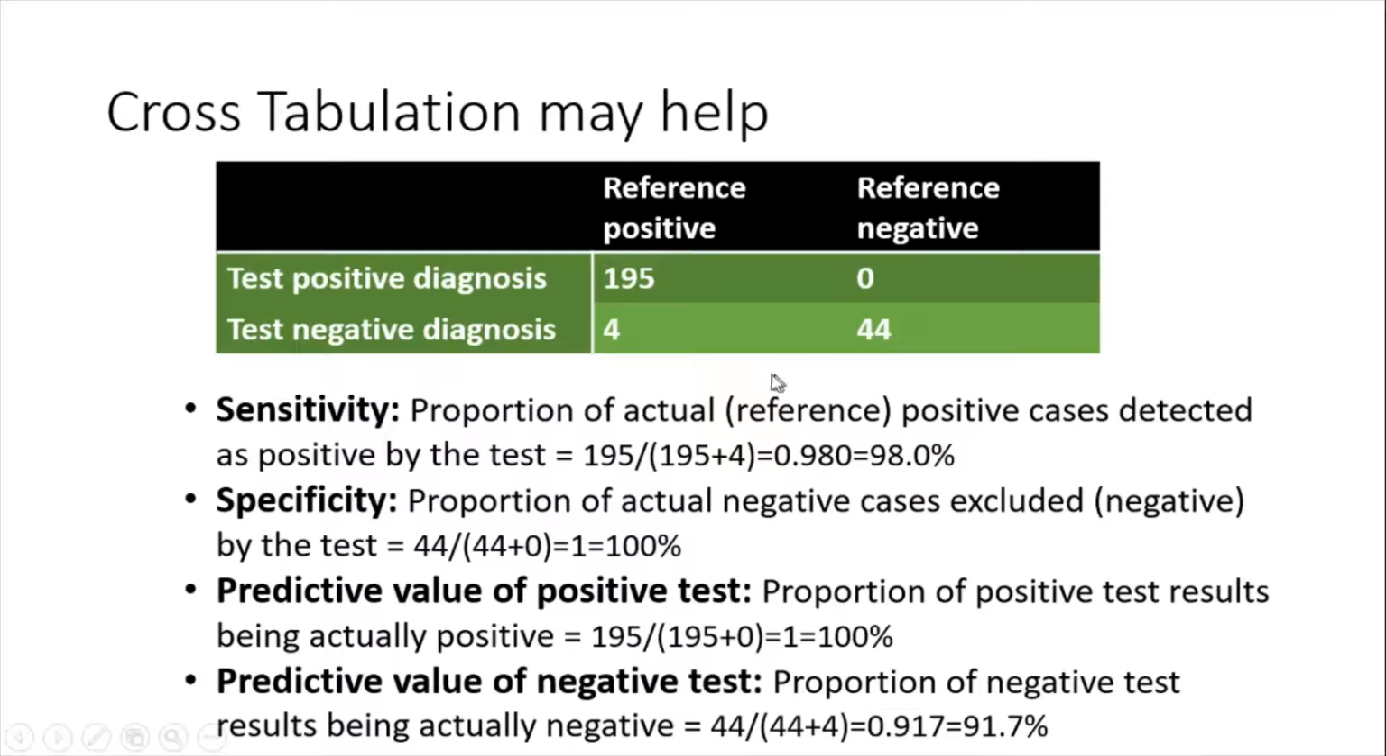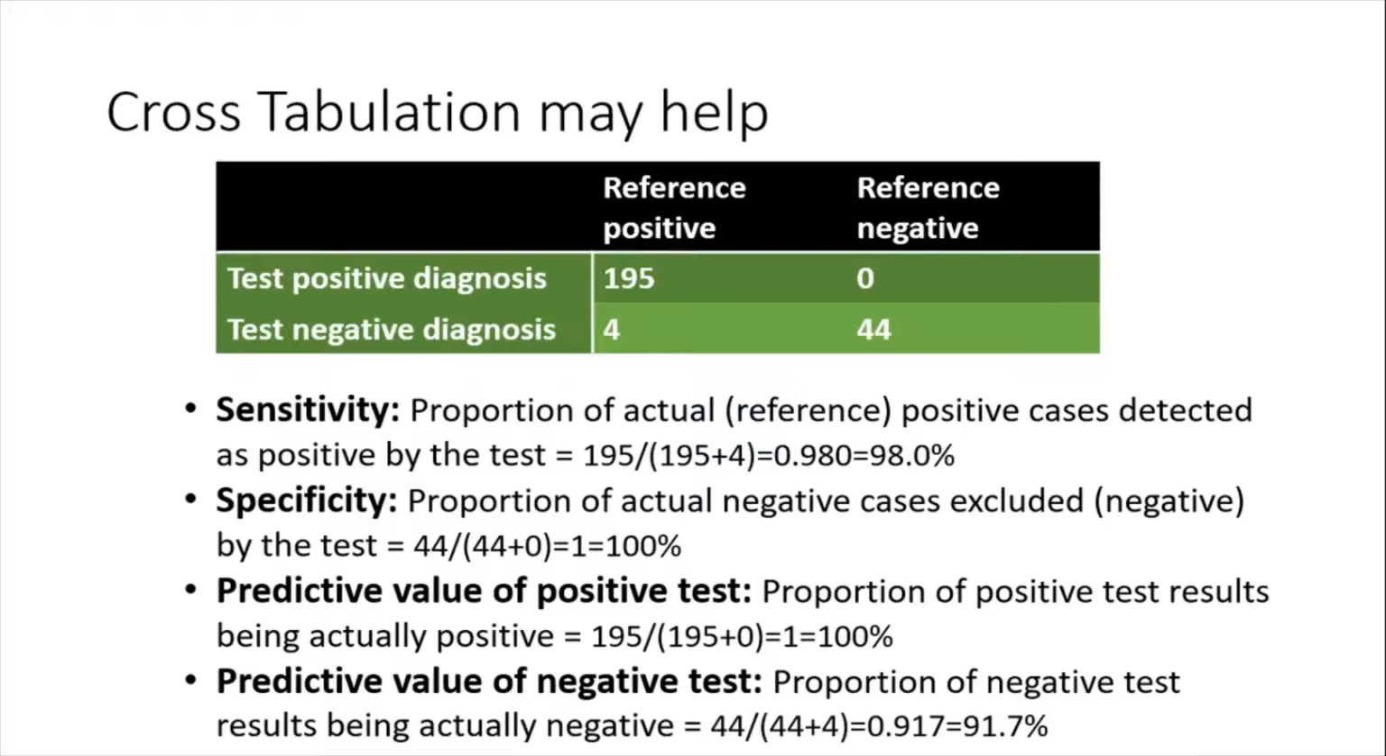And the predictive value of a negative test, in this case, would be the proportion of negative index test results which are actually called negative. These are the total number of index test results. What proportion is actually called negative over here? That is 44 divided by the sum of 44 and 4, that is 48. Over here, that comes to 91.7%.